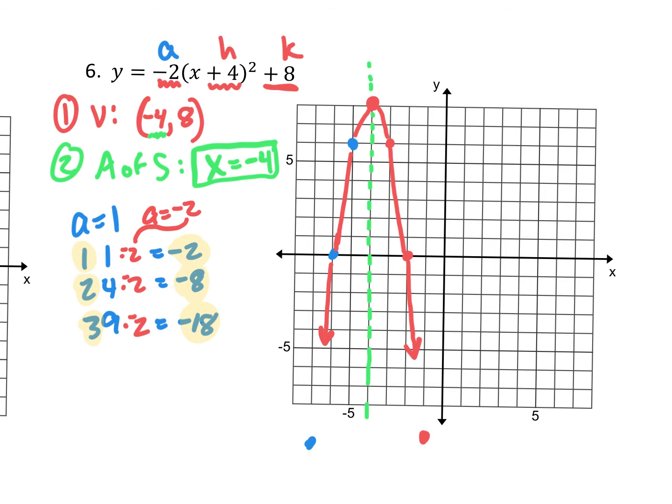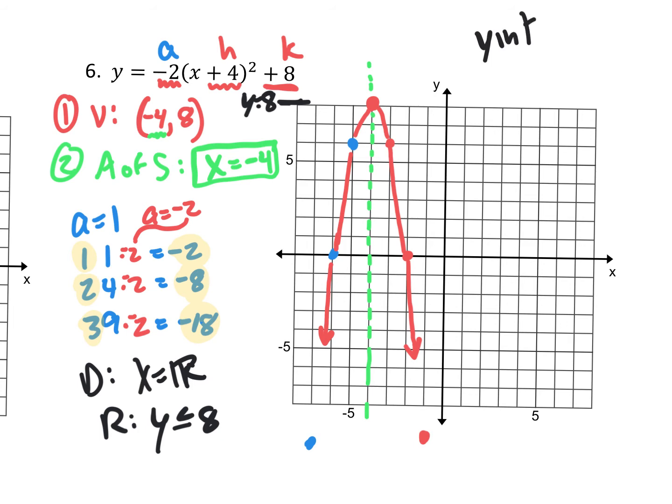What else could we state? We could state the domain is x equals all real numbers, okay? State the range. The range are your y values that are up here at this y value of 8 and below. So we're going to say y is less than or equal to 8. We could state the y-intercept. How do you find the y-intercept? You set x equal to 0 and solve.